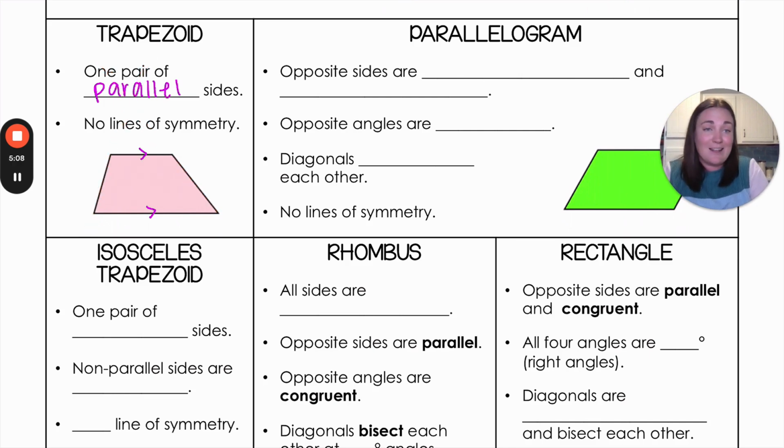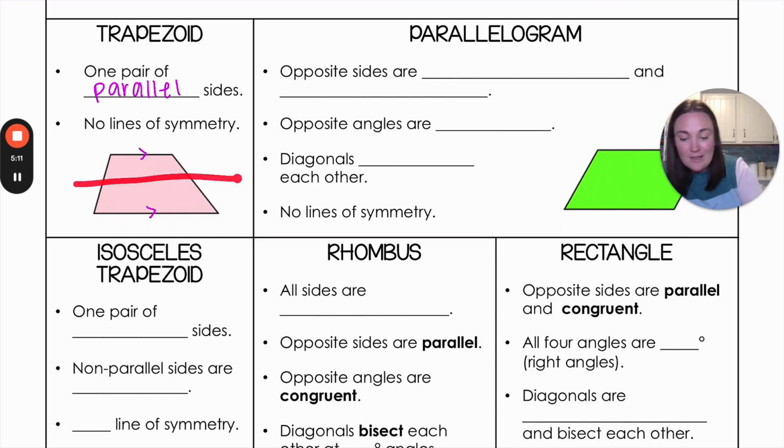A trapezoid doesn't have any lines of symmetry. There's no place where I could cut this in half and fold it over and they would be the same.